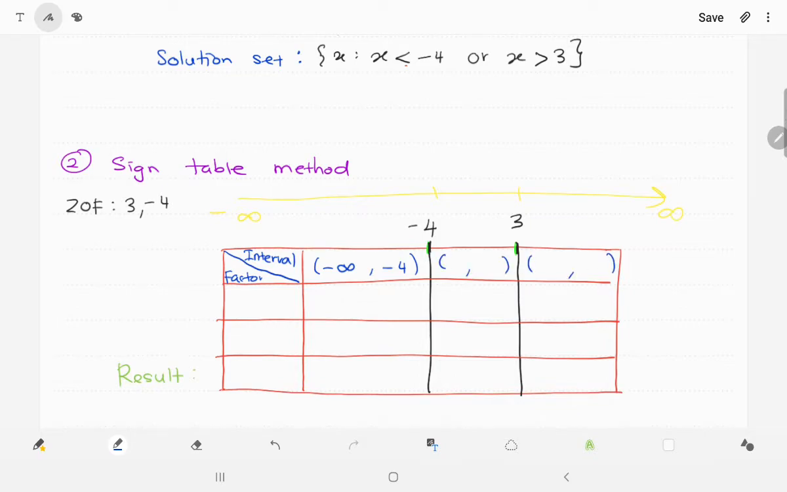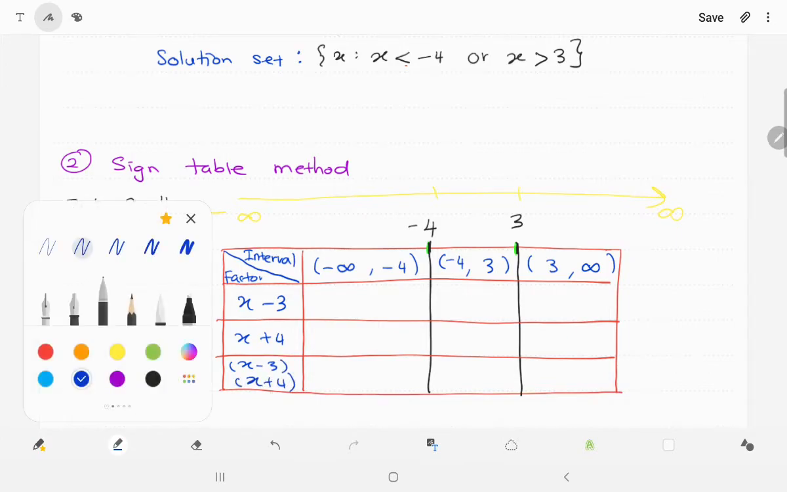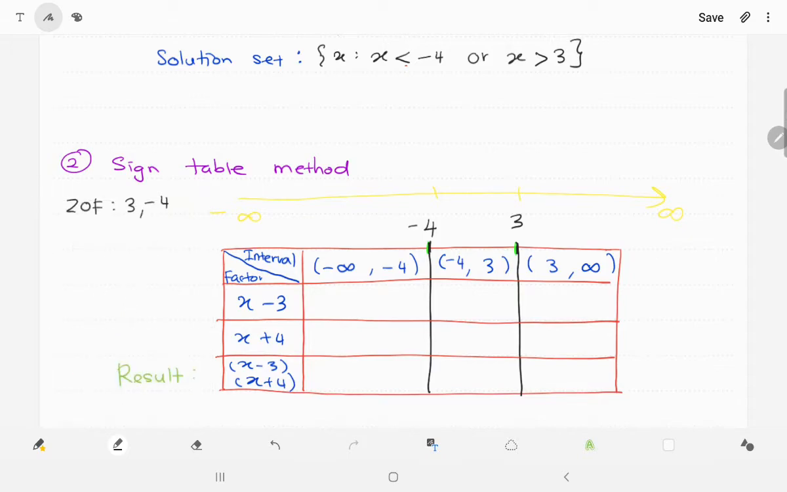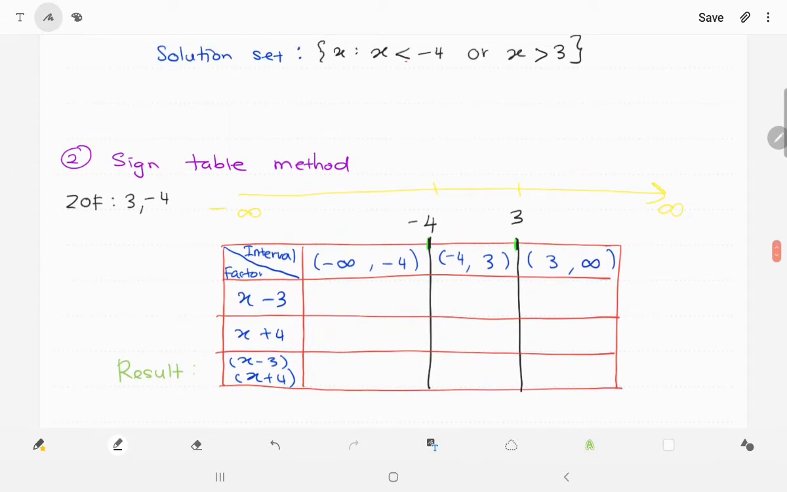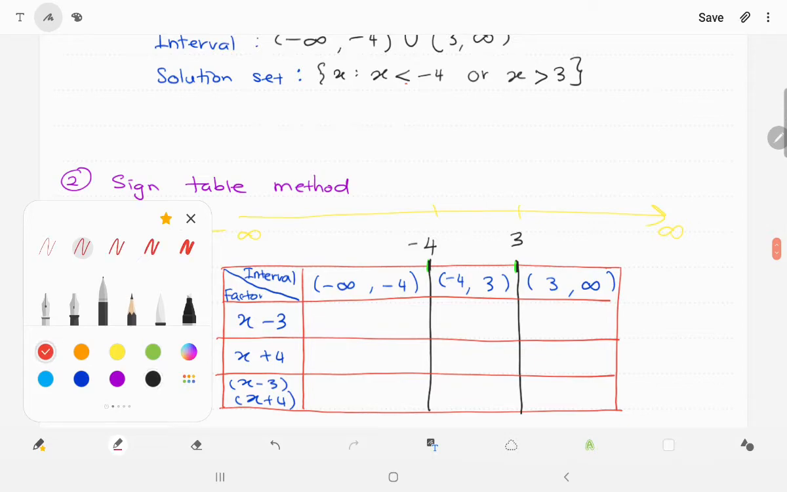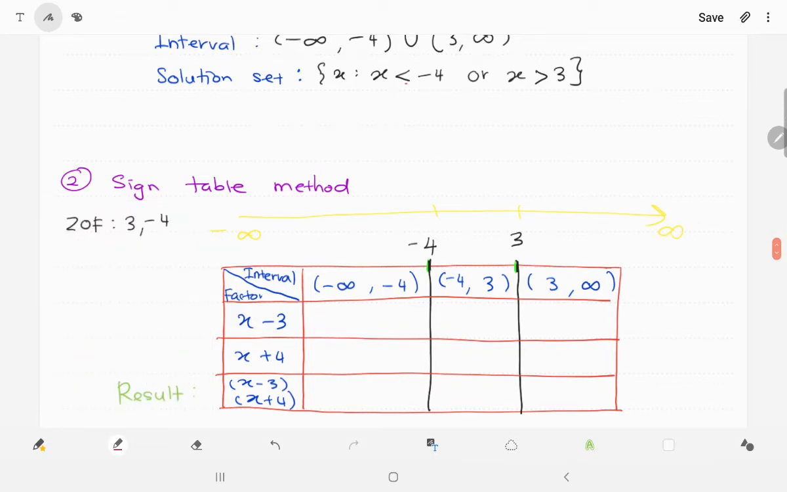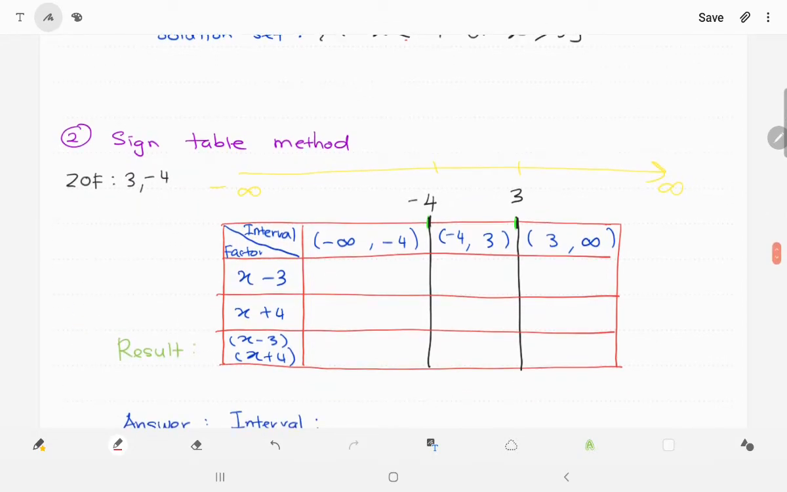Remember, we need to use open brackets. So this is just filled in for 3. This is 3 to infinity. And for our factors, just take x minus 3, x plus 4. The result will be x minus 3 times x plus 4. Now we need to find the sign, but first we need to label. Don't forget to draw a circle on our factor.